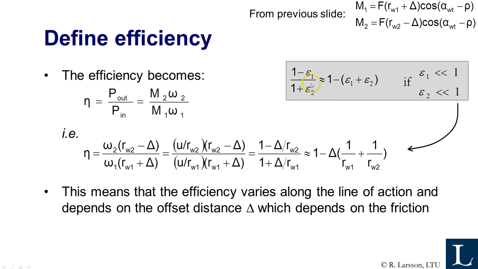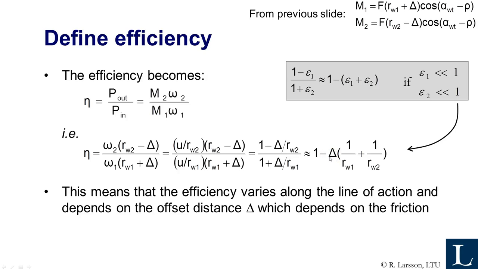If we have a small epsilon 1, epsilon 2 here, that means that we can approximate it as 1 minus the sum of these two epsilons. So we end up with this expression. So the efficiency is simply this distance multiplied by the inverse of the sum of the inverse of the pitch radii. And this also means that the efficiency varies along the line of action, because this offset delta is not constant all the time.